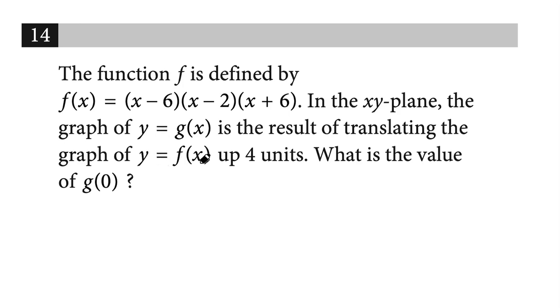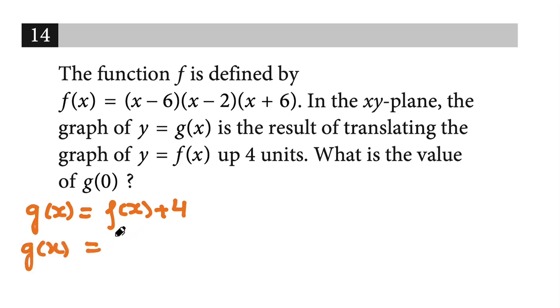So let's see what our question is. y equals f of x, when it moves up 4 units, the resultant graph is g of x. The graph of y equals g of x is the result of translating the graph of y equals f of x up 4 units. That means g of x is the transformation of f of x up 4 units. Let's write f of x here: x minus 6, x minus 2, x plus 6, and plus 4.